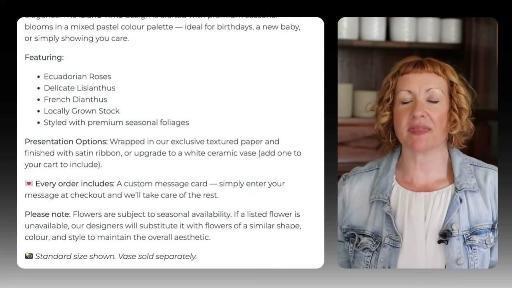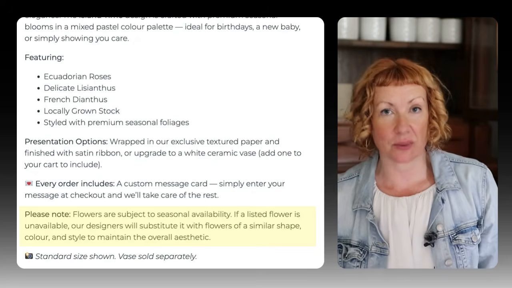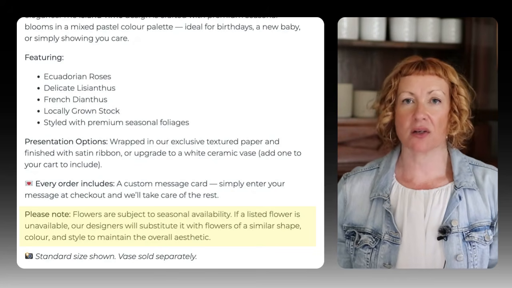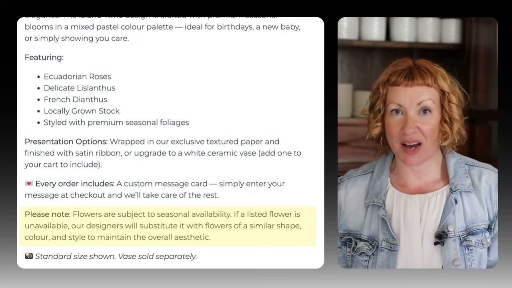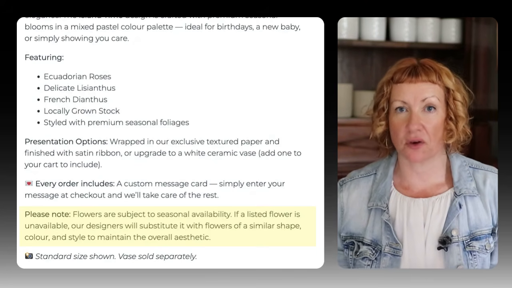And here's the magic. You protect yourself with that substitution line at the bottom. So including a sentence like, flowers are subject to seasonal availability. If a listed flower is unavailable, our designers will substitute it with flowers of a similar shape, color, and style to maintain the overall aesthetic.